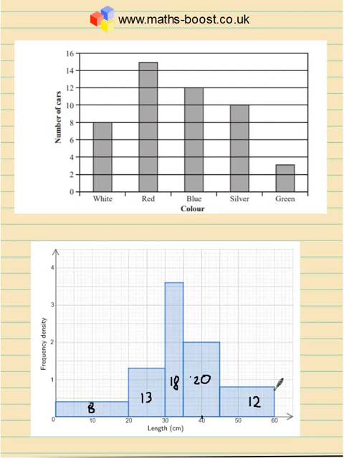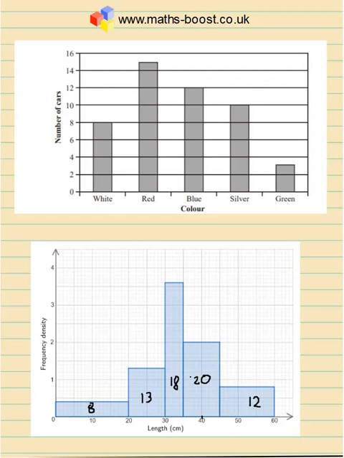We could be asked variations on this question. I could, for example, ask you, how many pieces of string were there between 40 and 45 centimetres? This would be represented by that portion of the bar, and we're just going to work out the area of this. So the answer would be 10 pieces of string.